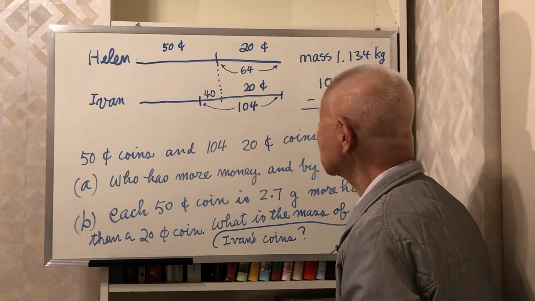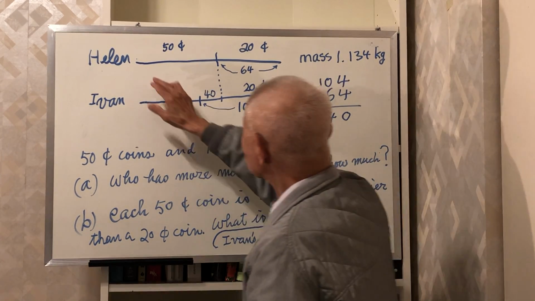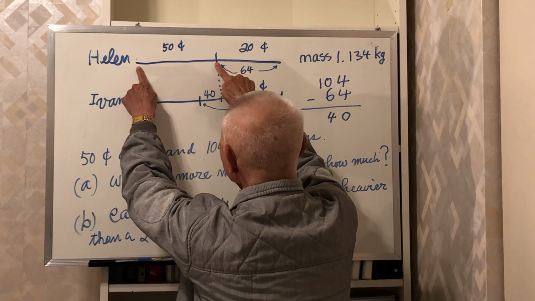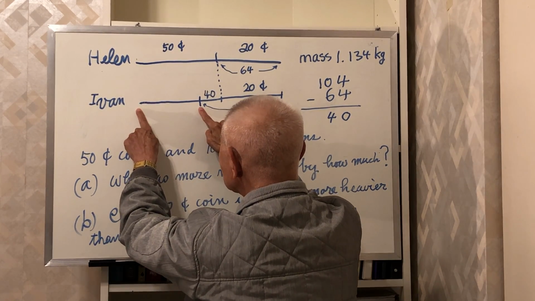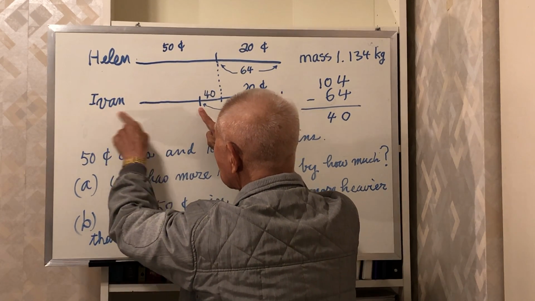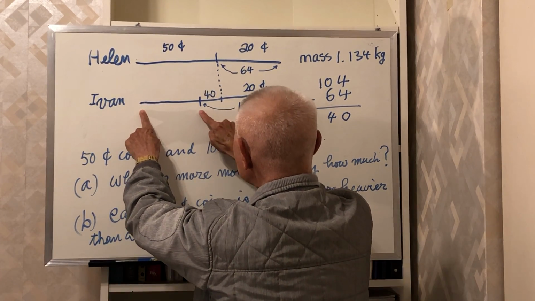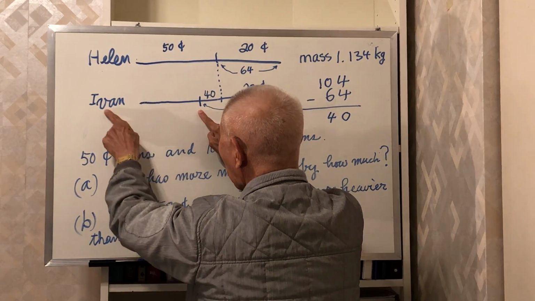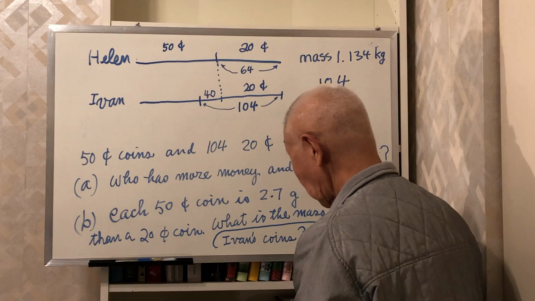Now, how many 50-cent coins does Helen have? It's from here to here. This much is the number of 50-cent coins. And this much is also the number of 50-cent coins, but that represents how many Ivan has, okay? And you see very clearly, Helen has more 50-cent coins. Ivan has fewer 50-cent coins.